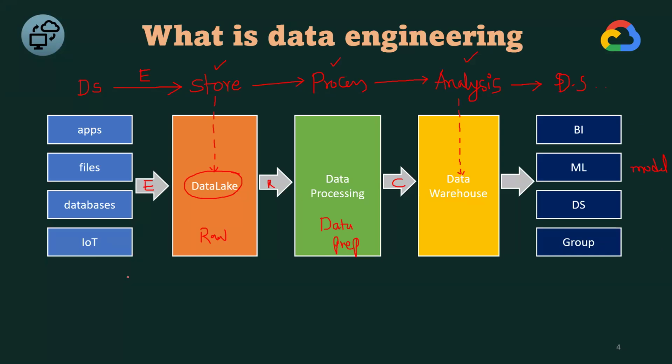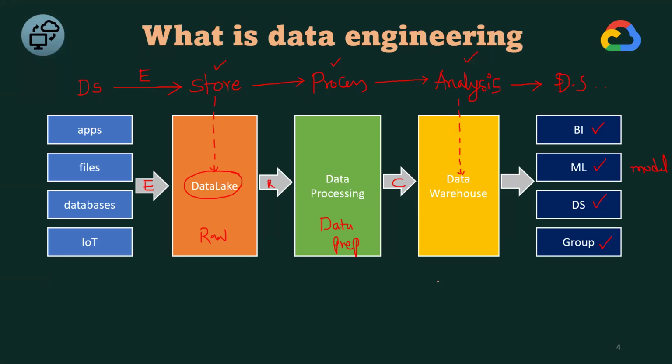Okay, so look here, we are getting the data from these multiple data sources, we store it here, we process it here, we analyze it here, and we send the data to the data downstreams. So our downstream can be a BI for creating a dashboard or report, or it can be a machine learning engineer, or it can be a data science team, or it can be a business group directly utilizing this data for business improvement purposes, right? So this is what we call data engineering.